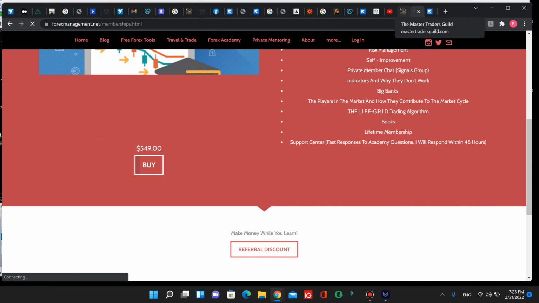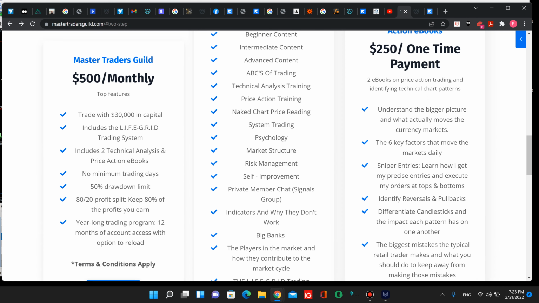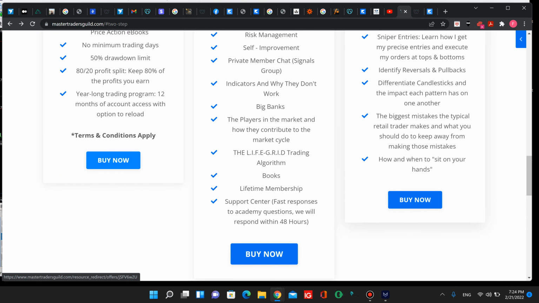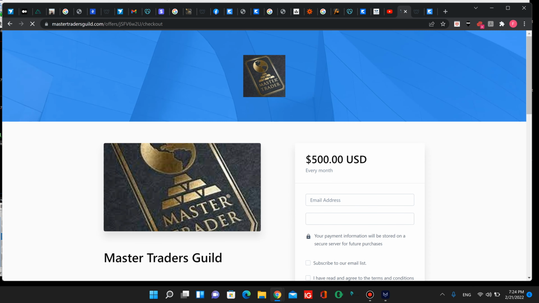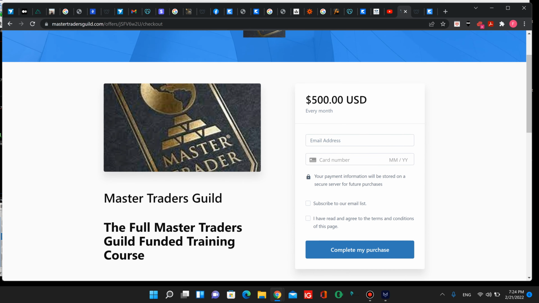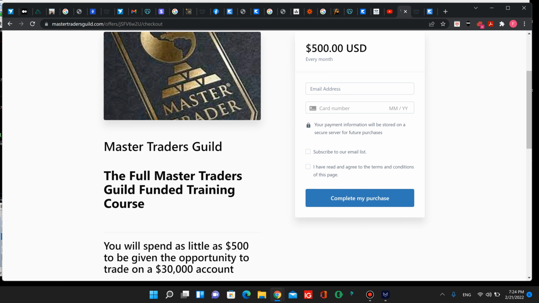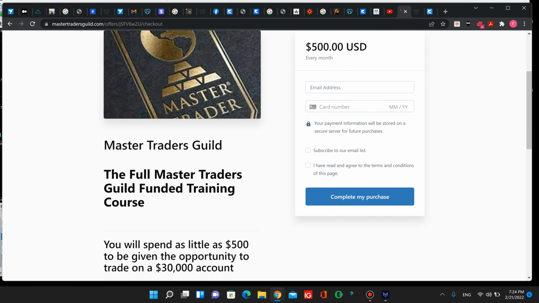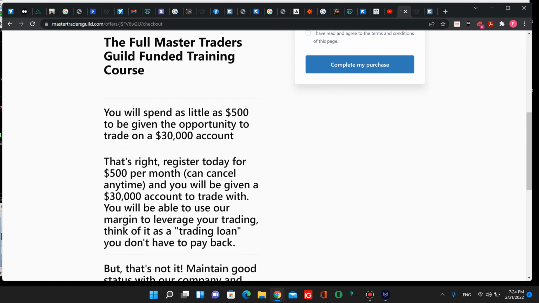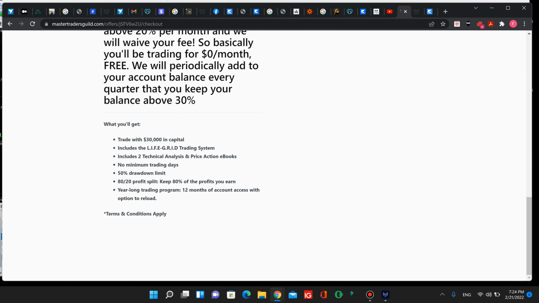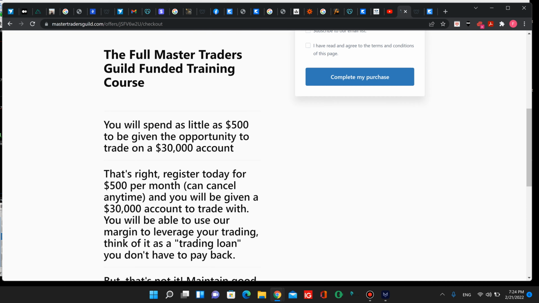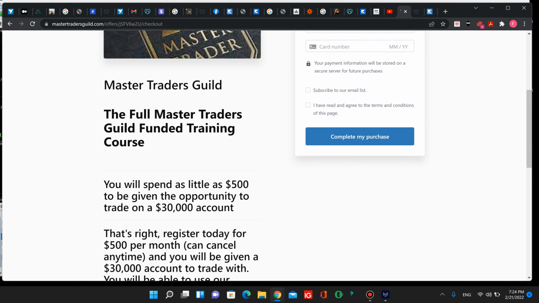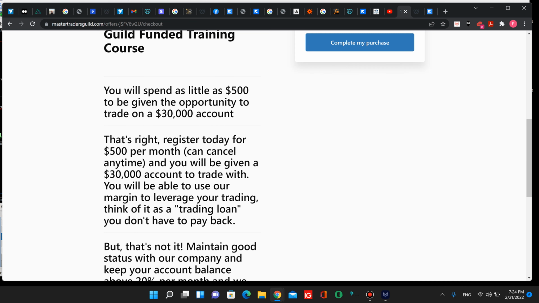But if you just want to do the Master Traders Guild, you click on buy now and you will be directed to the page for that. And this is $500 monthly. Everything is in the course. You enter your card number, email address, and it's all secured through a third party. I use Stripe, and everything is secured and integrated, and there is no way for your information to be stolen if you enter it on my website. You can also subscribe to my email list for future updates, and just please check off those boxes.